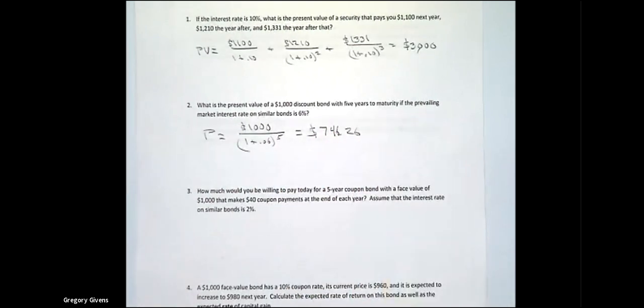$746.26. In other words, how do we interpret this, right? The absolute maximum that you would be willing to pay for the promise of someone delivering $1,000 to you 5 years from now, given that prevailing market interest rates are 6%, would be $746. You would not pay a penny more than that because you could save that amount. If you had $750, you could save that at 6% and have more than $1,000 5 years from now, right? So the present value of that $1,000 is much less than $1,000 today. It's only $746.